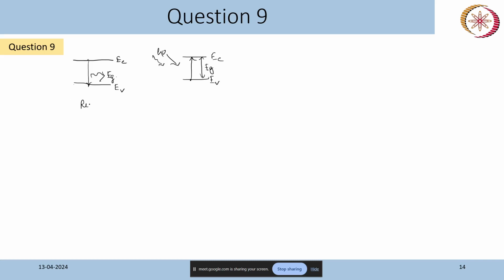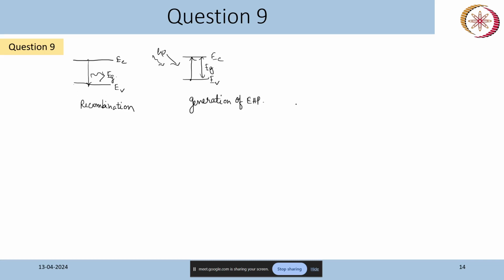So this is recombination, and this is generation. Recombination and generation of electron-hole pairs. I am considering this as a direct band gap material. That is why this is a radiative recombination process. So this question is about that.